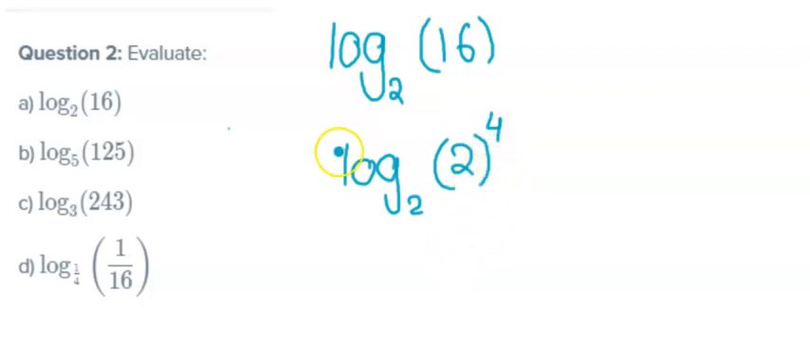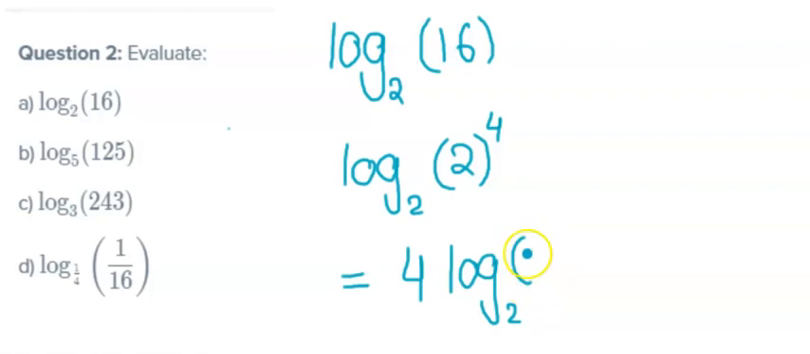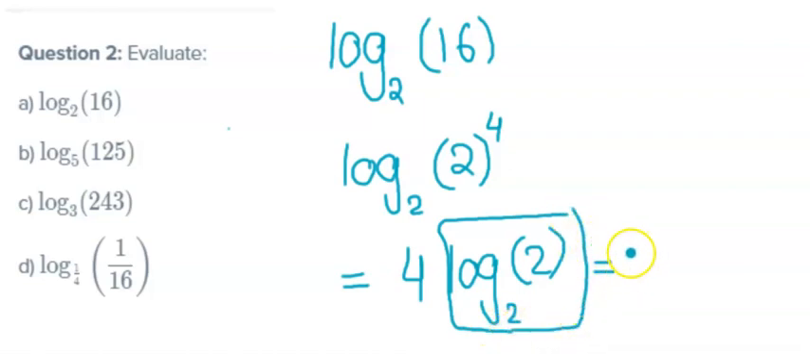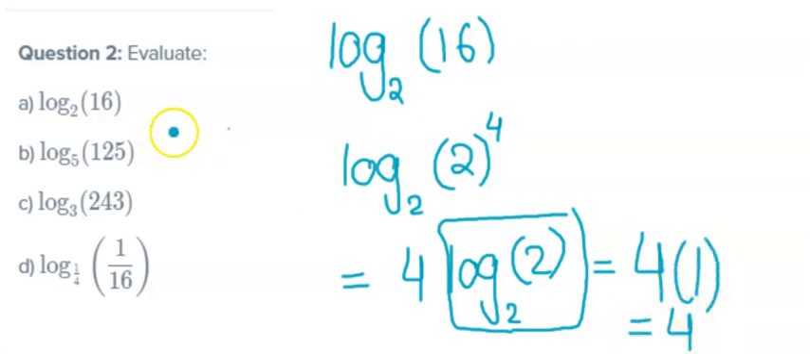And then I can bring the 4 down. Yep, 4 comes here, according to the rule, log 2 of that 2. And according to the rule, we know this whole thing will turn into 1. So that's a 4 times 1, which is in fact just a number 4. So the answer for that one is going to be the 4.